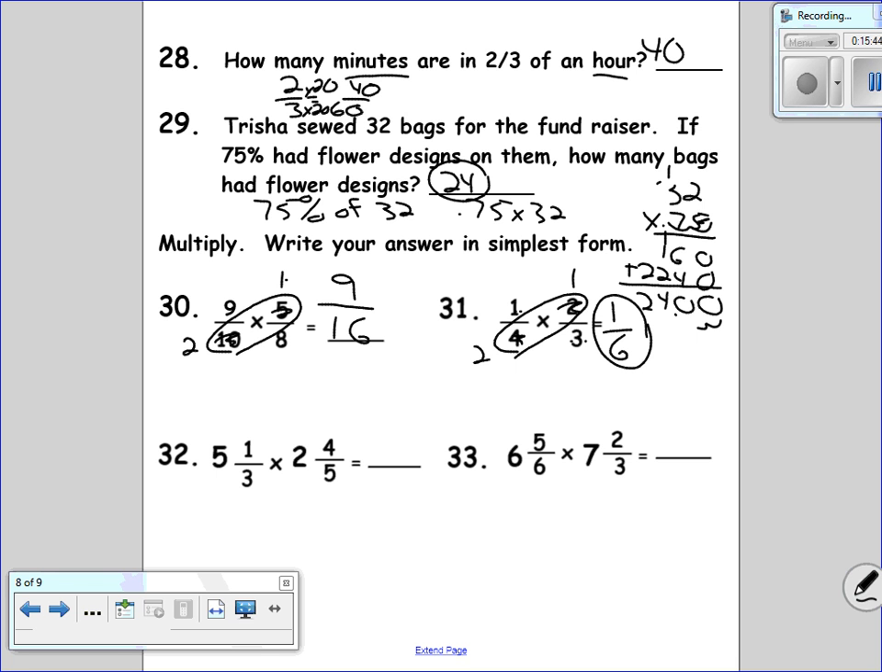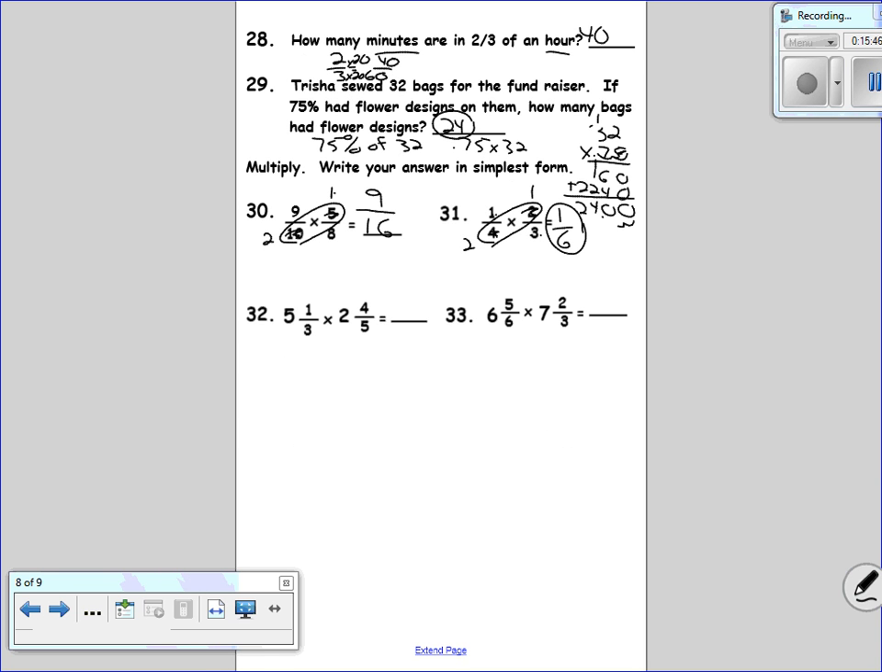We have some mixed numbers. Remember, the mixed numbers are a little more work. Let's take a look. First of all, we need to make improper fractions. 3 times 5 is 15 plus 1 is 16 over 3. 2 times 5 is 10 plus 4 is 14 over 5. Can we cross reduce?